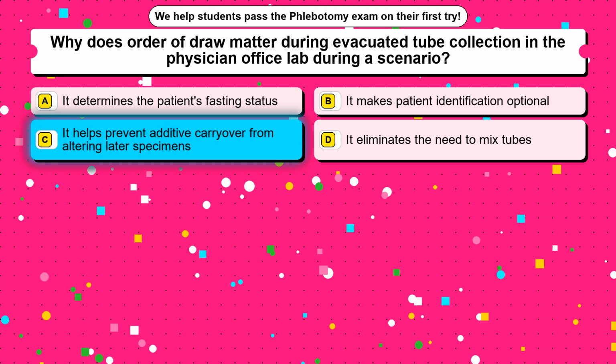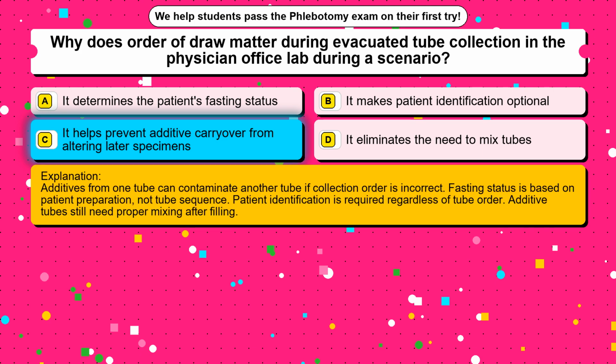The correct answer is option C. It helps prevent additive carryover from altering later specimens. Additives from one tube can contaminate another tube if collection order is incorrect. Fasting status is based on patient preparation, not tube sequence. Patient identification is required regardless of tube order. Additive tubes still need proper mixing after filling.